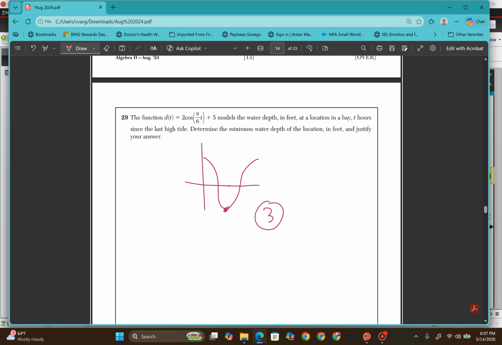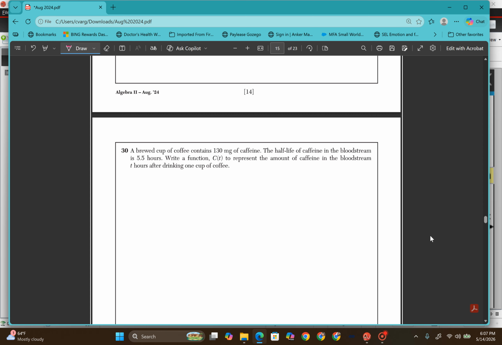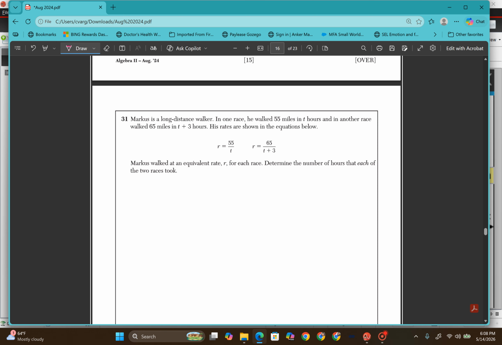Question number 30. We're doing good. So this is writing the amount of coffee half-life. Cool. That means that in the parentheses, you are going to have a half. In the beginning is what you started with. So we are starting with 130, okay? And then it says the half-life is 5.5 hours. So we're going to take our t and divide it by whatever that half-life number is. And it says to write it as a function. So c of t is equal to. So this is your whole equation. That is the answer to question number 30. That's straightforward, okay? This one says determine the number of hours that each of the two races took.